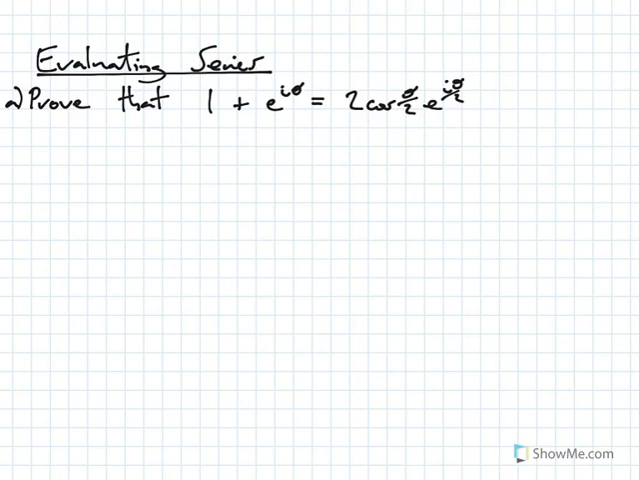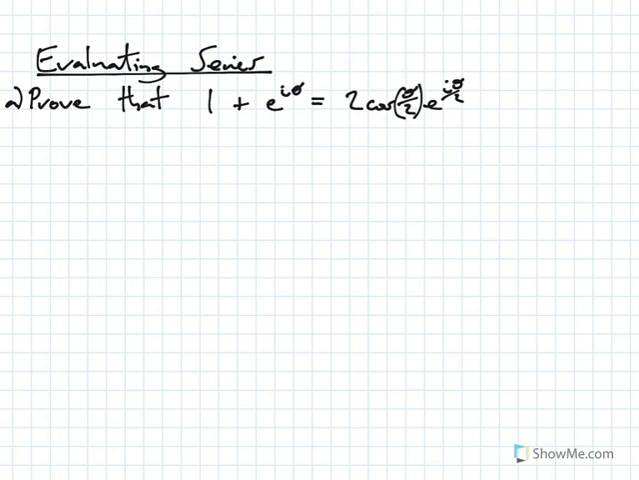Okay, so we're going to start evaluating some series now, and this is the first bit of the question. It says prove that 1 plus e to the i theta is equal to 2 cos theta over 2 e to the i theta over 2. That exponential isn't in the cos bracket. Let's just put a bracket there, just so we know what's what.